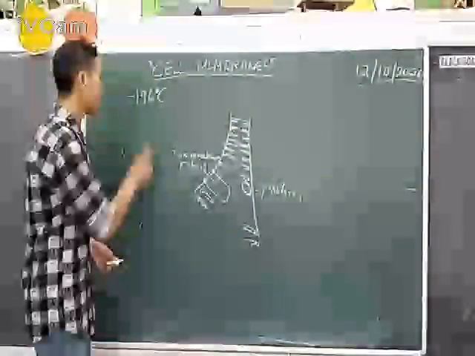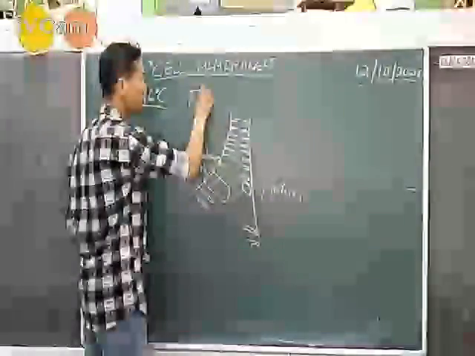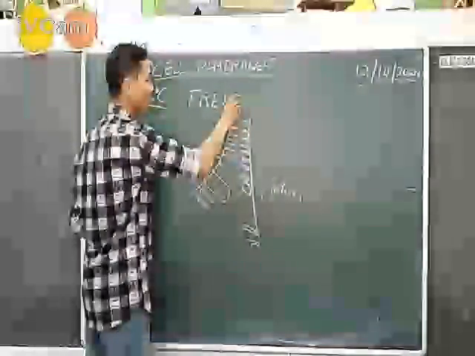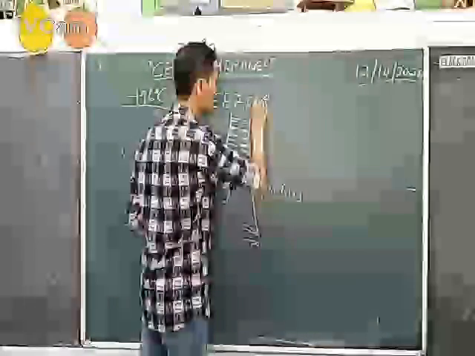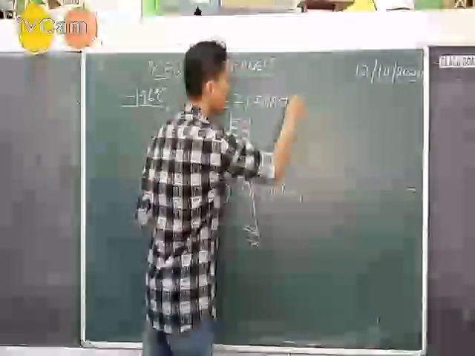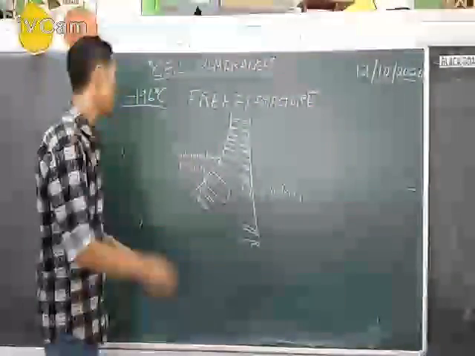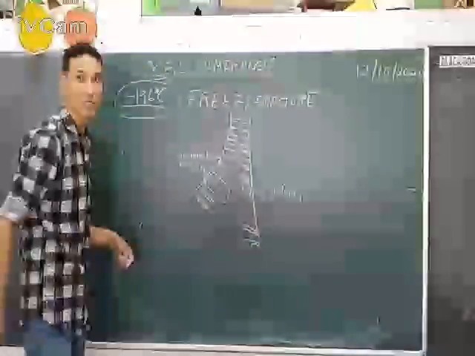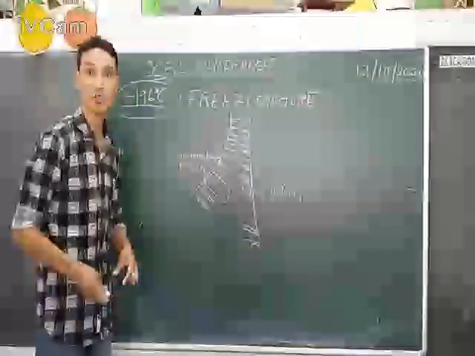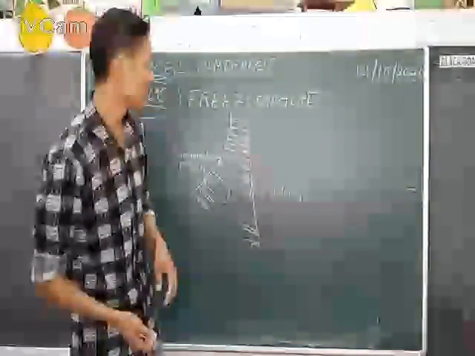So this experimental proof is also known as the freeze fracture technique. Basically what you do is, you freeze the cell at minus 196 degrees and cut it with a special knife. So this is it.